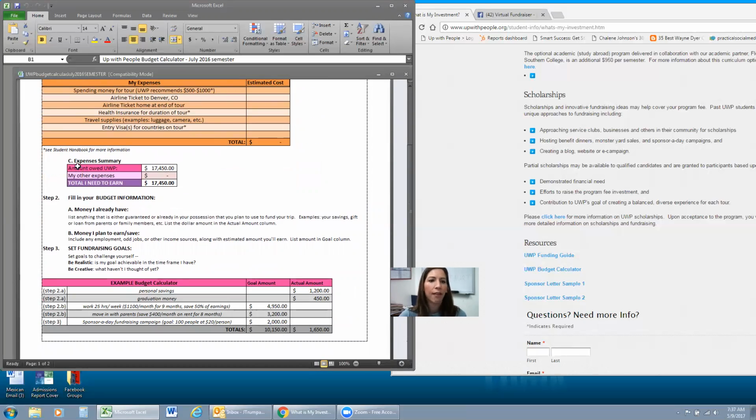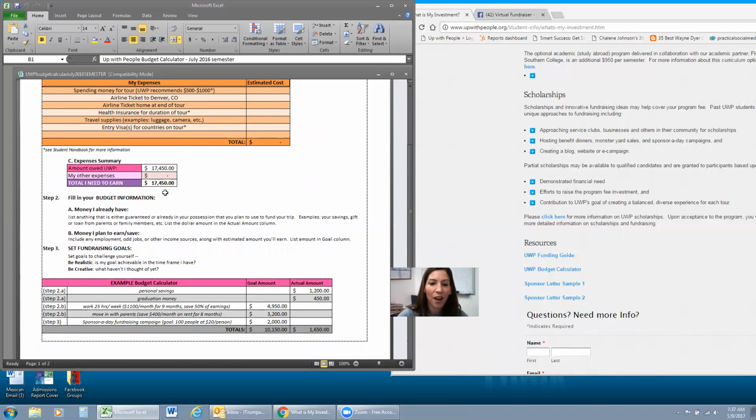Okay, so here we have your summary. For example, in this expenses summary, they just have the tuition in there, but you would be adding in your additional expenses, okay? From that, you're going to have your amount. That is your specific amount.